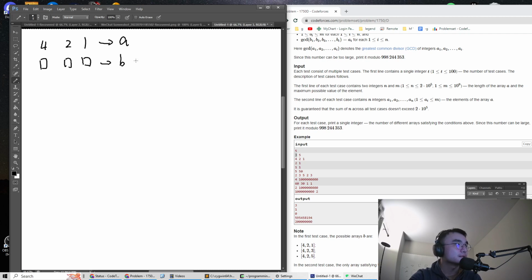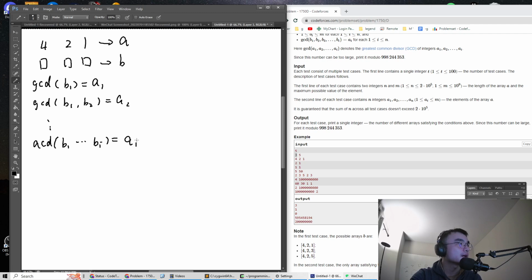And this array B needs to satisfy this condition, which is GCD(B1) equals A1, GCD(B1, B2) equals A2, and GCD(B1, ..., Bi) equals Ai, right? And all these numbers in B must be smaller than or equal to m, which is 5 in this case.